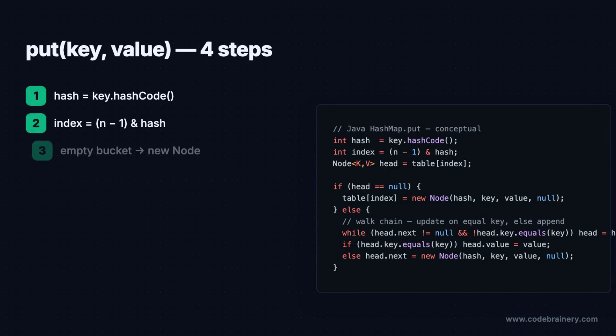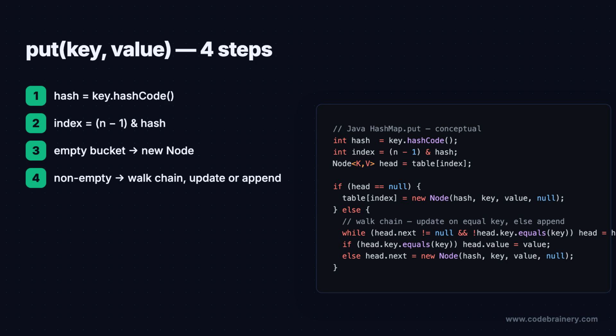Putting a key-value pair, 4 steps. 1. Compute hash equals key.hashCode. 2. Compute index, n-1, bit and hash. 3. If the bucket at that index is empty, drop in a new node. 4. If not, walk the chain. Equal key, overwrite the value. New key, appended to the end.